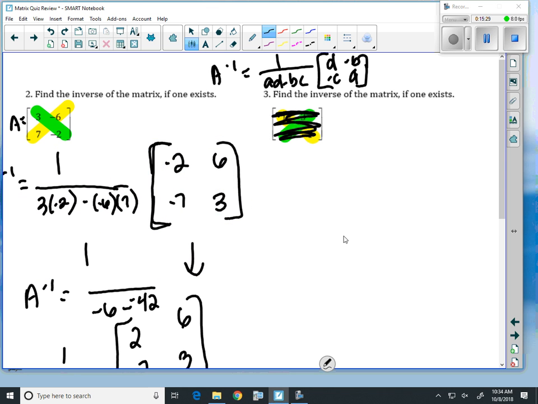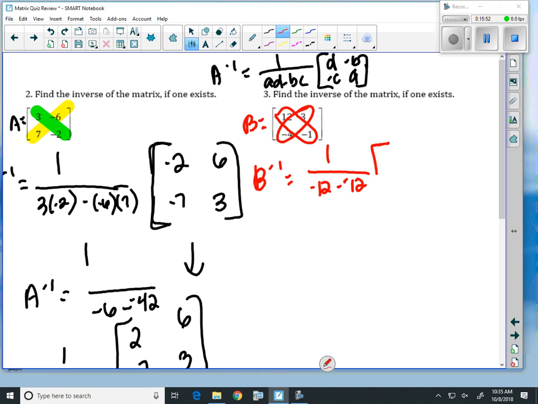Okay, let's move on to number 3. So it's the same process. We'll call this matrix B. So again, right here, negative 1 times 12 is negative 12. 3 times negative 4 is also negative 12. And then we're going to go ahead and write our matrix. So for this one, the 12 and the negative 1, we just flip their locations. And the 3 and the negative 4, we just flip their signs.